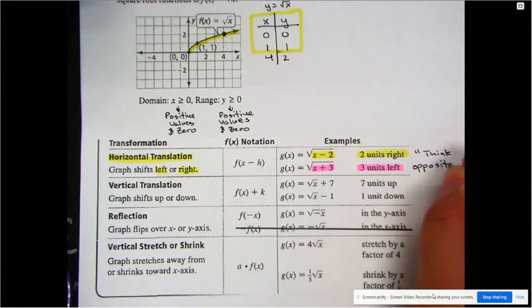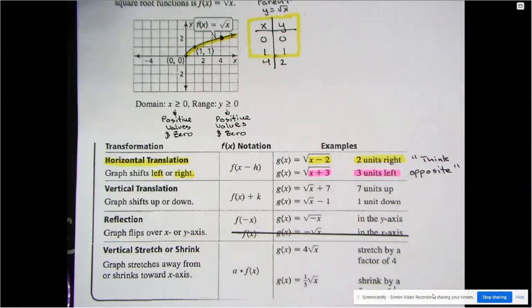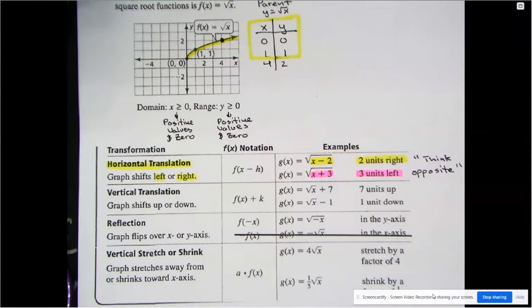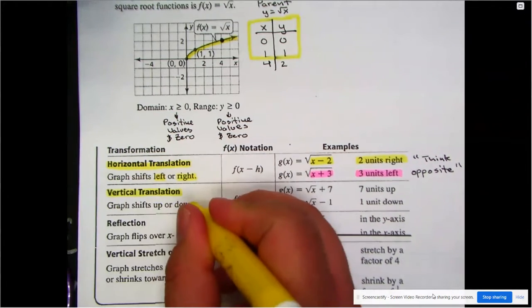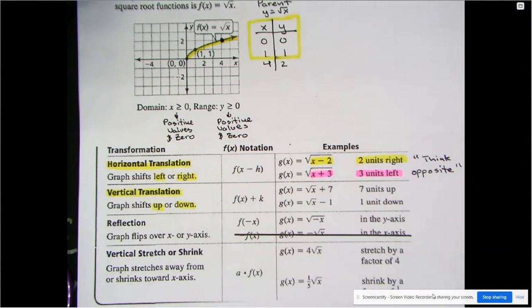So we have to, just as before, with the absolute value, with the square root, with everything we've done, look at where that number is located. So if it's inside the square root, we're going to think opposite. We're going left and right. On the other hand, here, when you have a vertical translation, again, that's something from our past. We've worked with those before. In a vertical translation, this is when we move things up and down. That's where the shift happens.